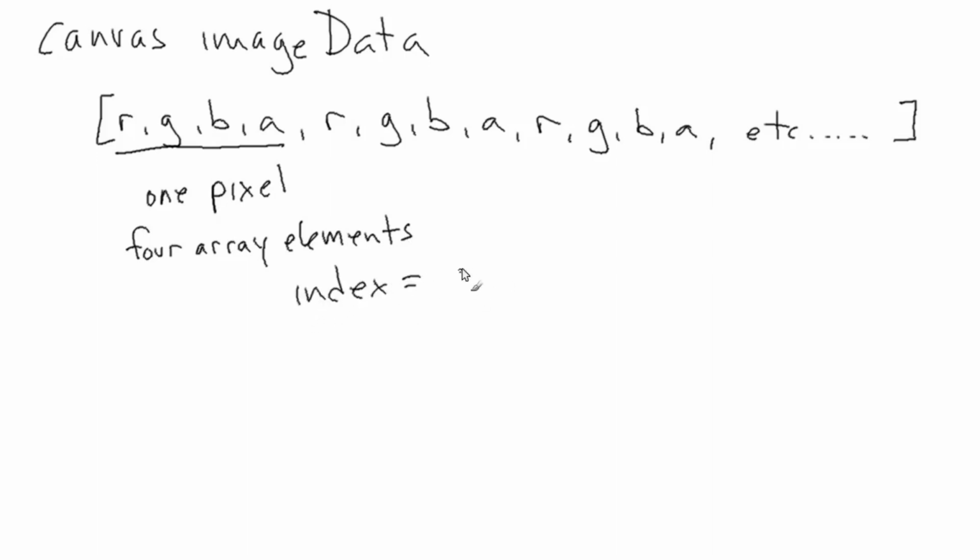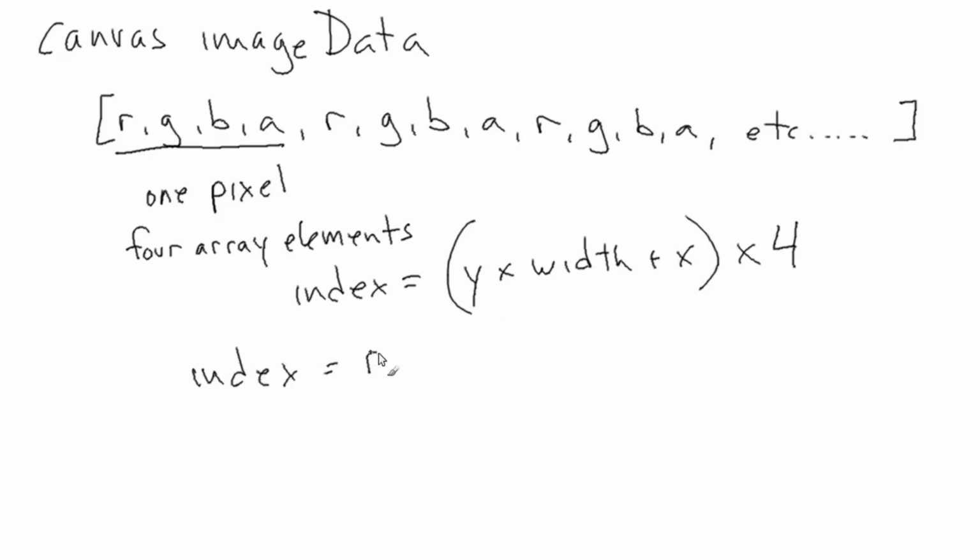So to get the index of a particular pixel, we need to multiply the Y value of the pixel we want by the width of the rectangular pixel area plus the X value. Just consider X and Y as columns and rows in a grid of pixels, and the width is the number of columns. But here, because each pixel takes up 4 elements, we then need to multiply the whole thing by 4. And that gets us to the beginning of the block of 4 elements that define a single pixel.